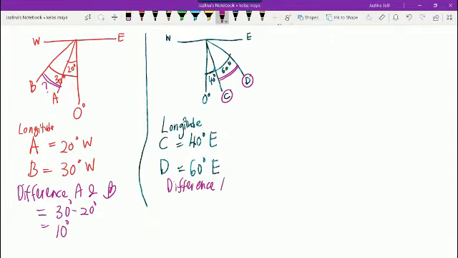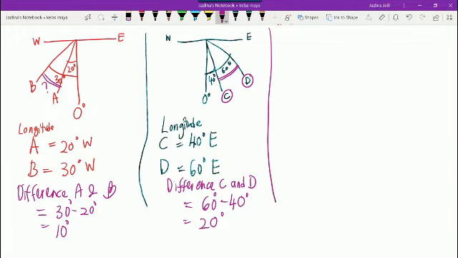Difference. C and D will be equal to 60. Of course, the big value will minus the small value. And the difference is 20 degree.